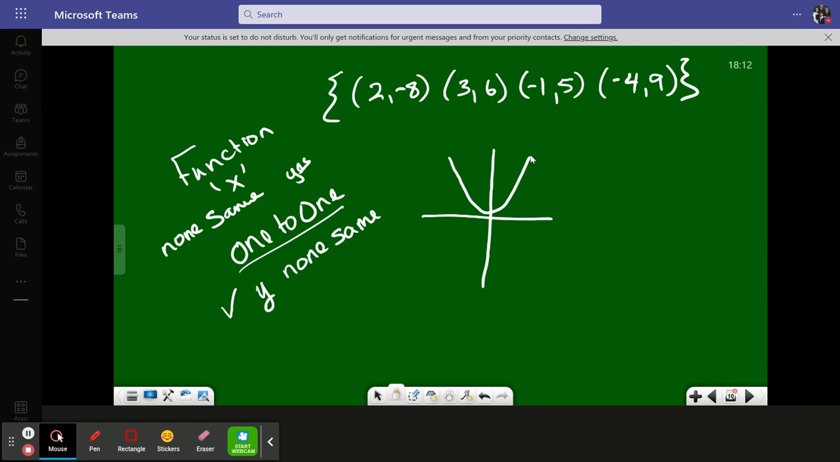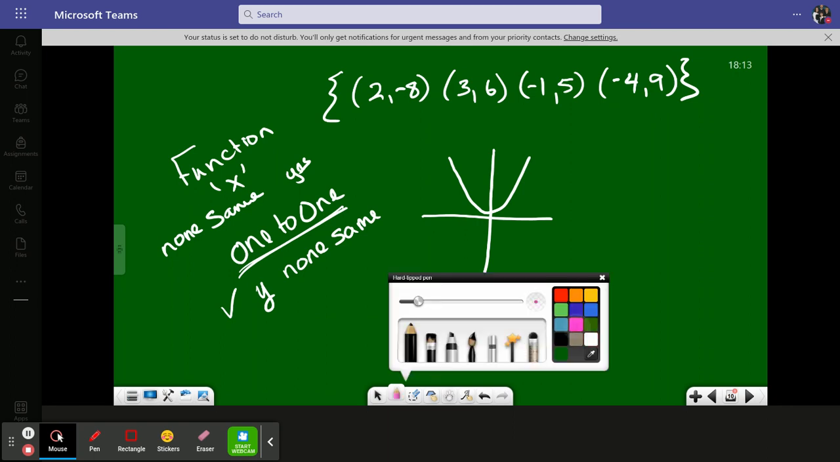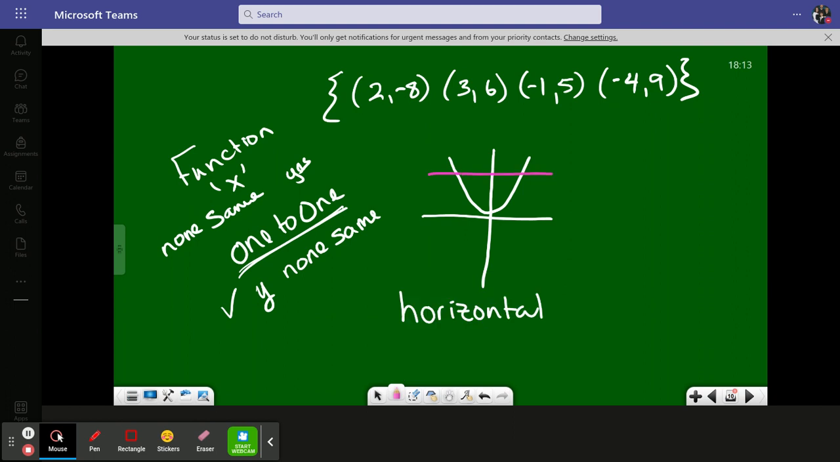Now, is it a one-to-one function? If it's a one-to-one function, it's not only going to have to pass the vertical line test, but it's also going to have to pass the horizontal line test. Would this pass a horizontal line test? No. It would be touching anywhere, an infinite number of places. It's going to fail. So it's a function, but it's not one-to-one, right?